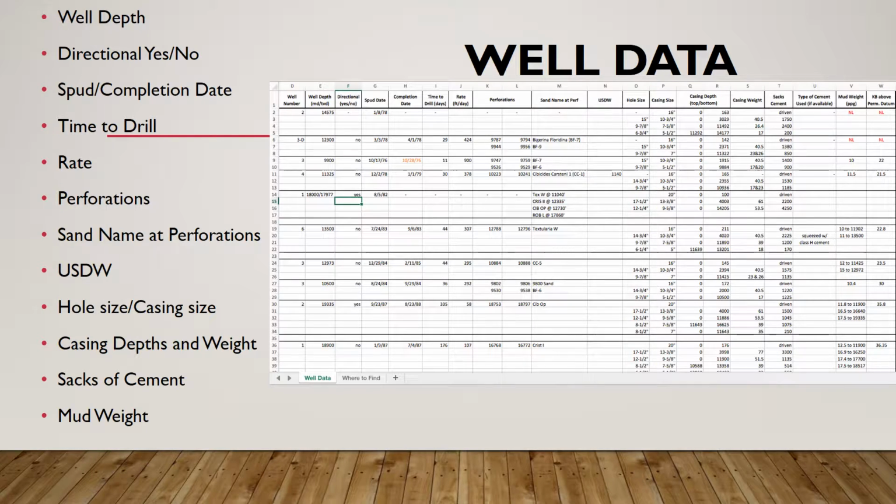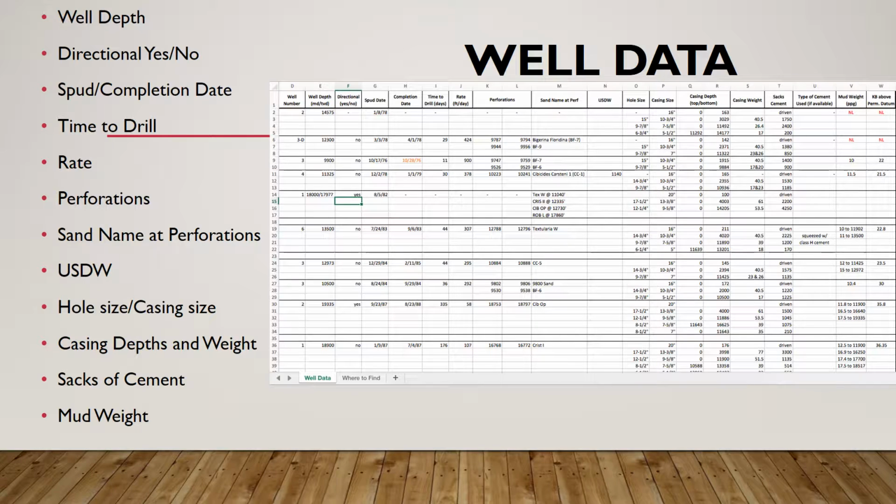Perforations. Not all of the wells we looked up had perforations, but if they did, we got the depths and we will make our decisions on perforation depths based on this. Sand name at perf. To know what formation it is in so we can have a guide. USDW. Underground source of drinking water info was collected to see if that was something we needed to consider.